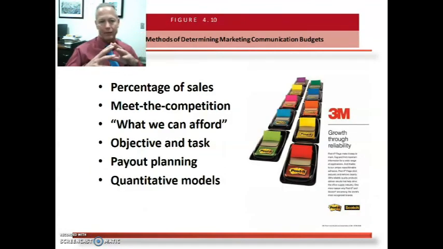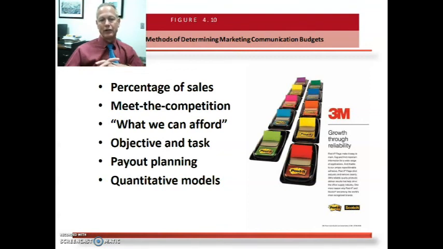So really, what are the methods of determining marketing communications budget? The number one out there, and it shouldn't be, it should be return on investment, but it's not. The number one out there is what can we afford? Oftentimes the budget is whatever's left over at the end of the month, what we can afford, etc.